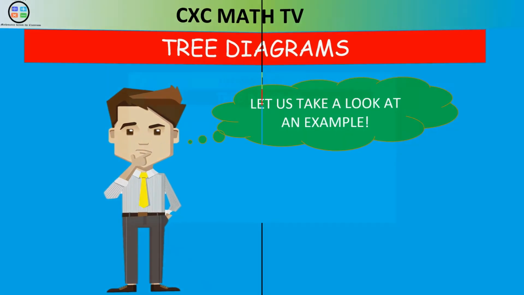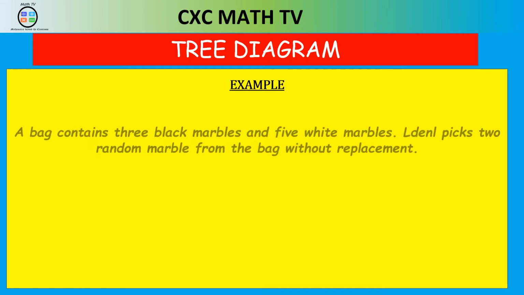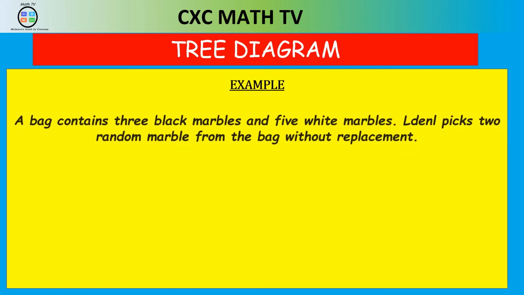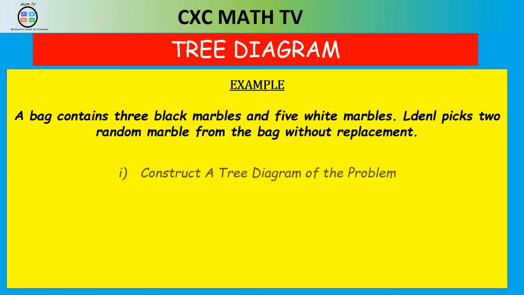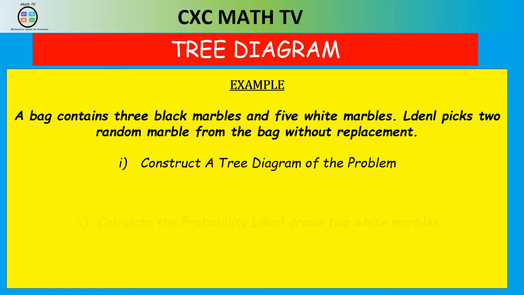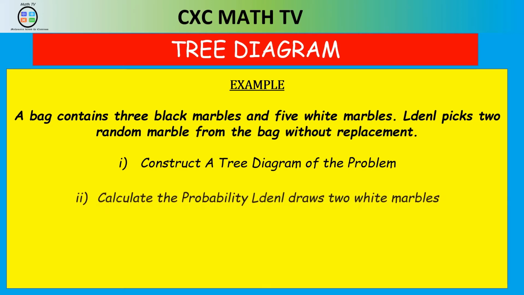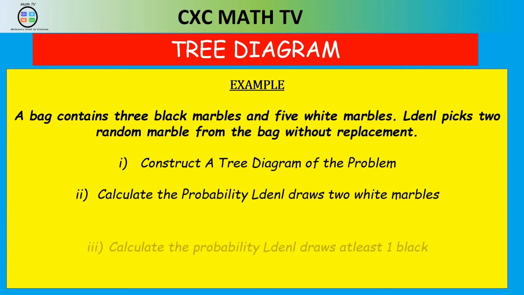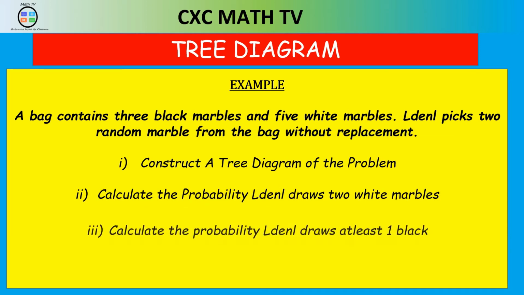This example says a bag contains 3 black marbles and 5 white marbles. Lendl picks 2 random marbles from the bag without replacement. Construct a tree diagram from the problem and then calculate the probability Lendl draws 2 white marbles, and calculate the probability Lendl draws at least 1 black marble.